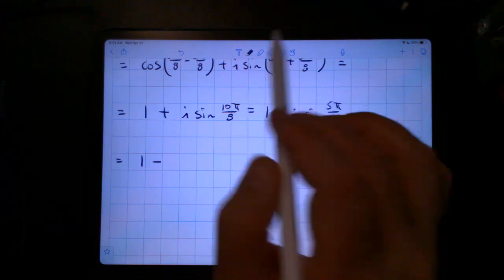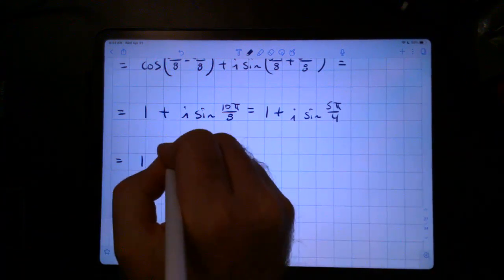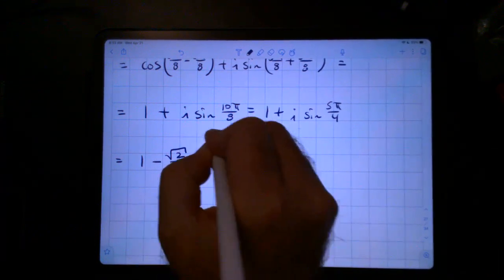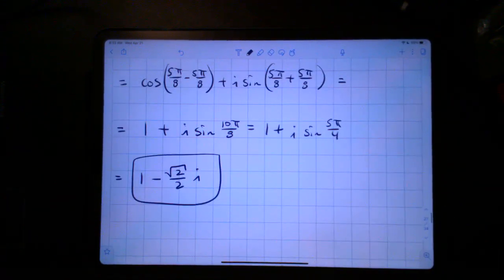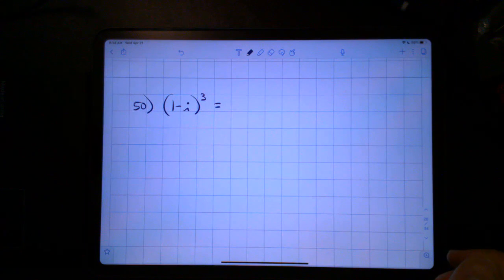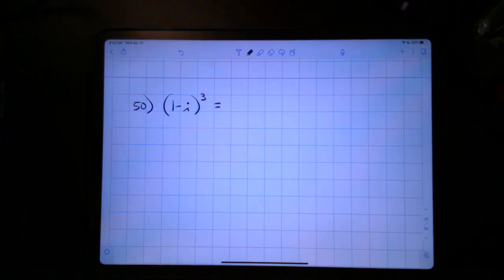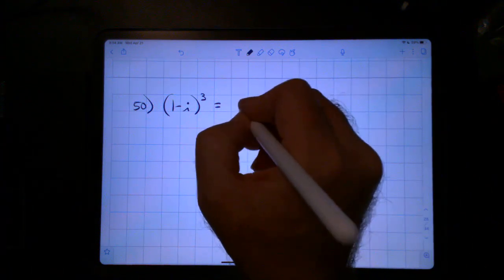Sine of 5 pi over 4 is negative radical 2 over 2. Oh, I'm sorry. Yes, negative radical 2 over 2. Well, let's brute force this.